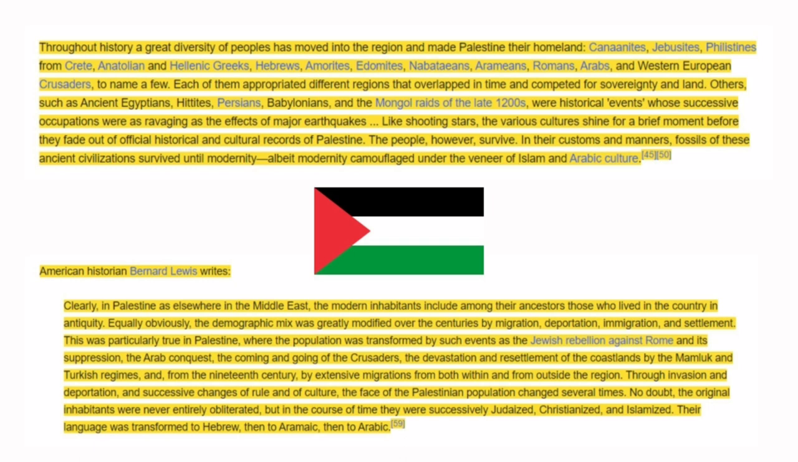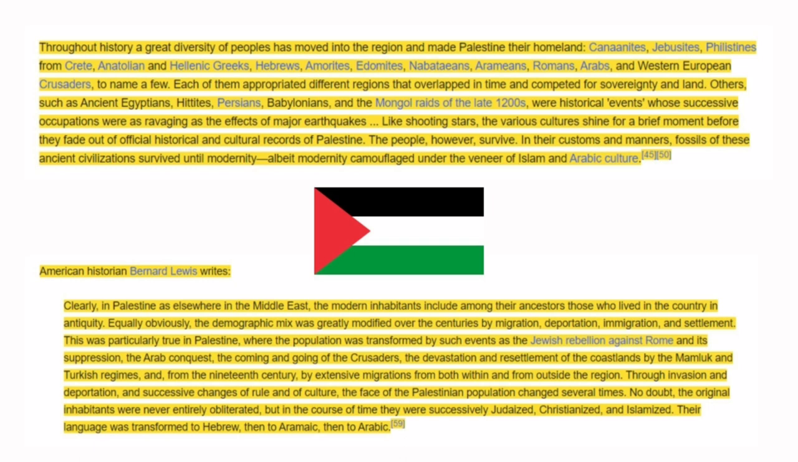Throughout history, a great diversity of peoples has moved into the region and made Palestine their homeland. Canaanites, Jebusites, Philistines from Crete, Philistines from Egypt, Anatolians, people from Turkey, and Hellenic Greeks like Alexander, Hebrews, Amorites, Edomites, Nabataeans, Arameans or Syrians, Romans, Arabs, and Western European Crusaders like Franks or French and English and Germans, to name a few. Each of them appropriated different regions that overlapped in time and competed for sovereignty and land.